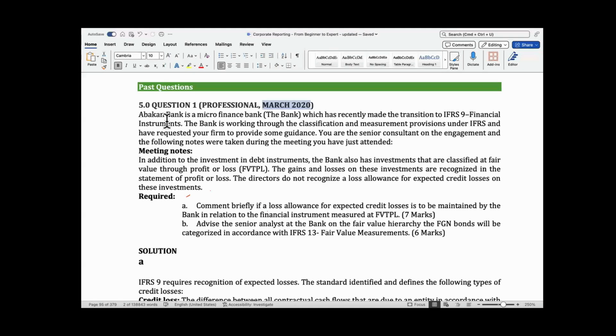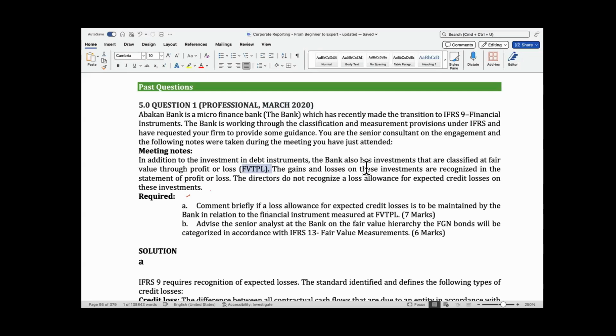So they said that Abacon Bank is a microfinance bank which has recently made the transition to IFRS 9 Financial Instruments. The bank is working through the classification and measurement provisions under IFRS, and I have requested your firm to provide some guidance. You are the senior consultant on the engagement, and the following notes were taken during the meeting you attended. He said, in addition to the investment in debt instruments, the bank also has investments that are classified at fair value through P&L.